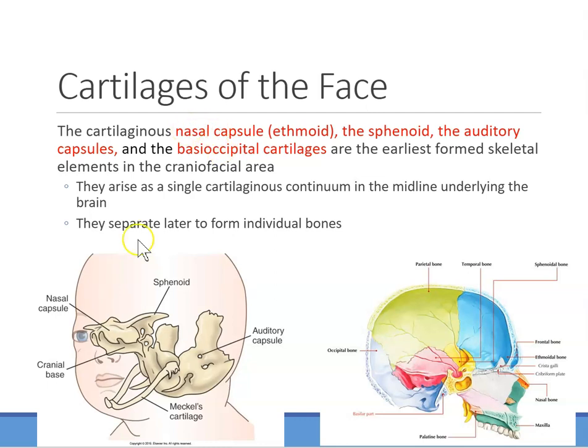Even though it looks like one whole bone, if you were to divide it into sections, they actually make up different bones. So we're looking at the nasal capsule. Nasal means nose, so this is like the nose. Eventually it becomes a different bone, which is called the ethmoid bone.